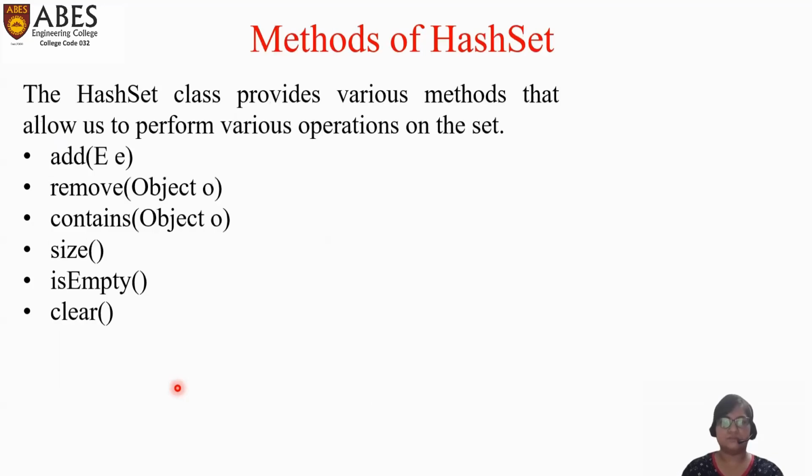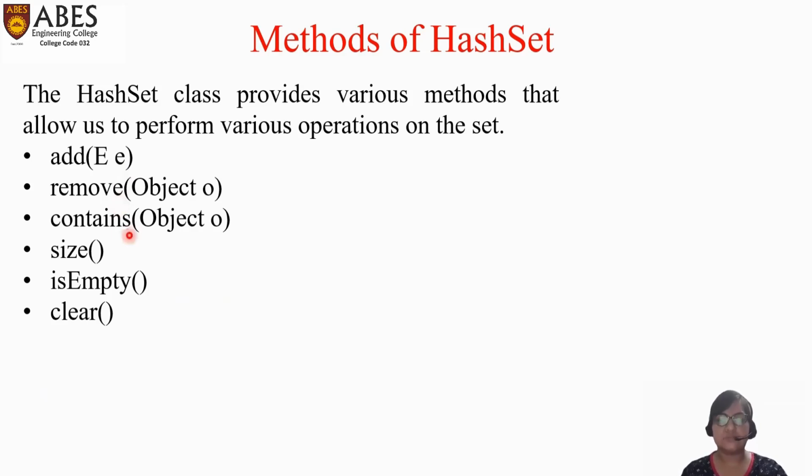Let's move forward and discuss some methods of HashSet. HashSet provides various methods that allow us to perform various operations on the set. First, we have the add method. As I already discussed with you several times, the add method is used to add the specified element to the set if it's not already present. If it's already present, duplicate elements are not allowed. Next we have the remove method. The remove method removes the specified element from the set if it is present in the set.